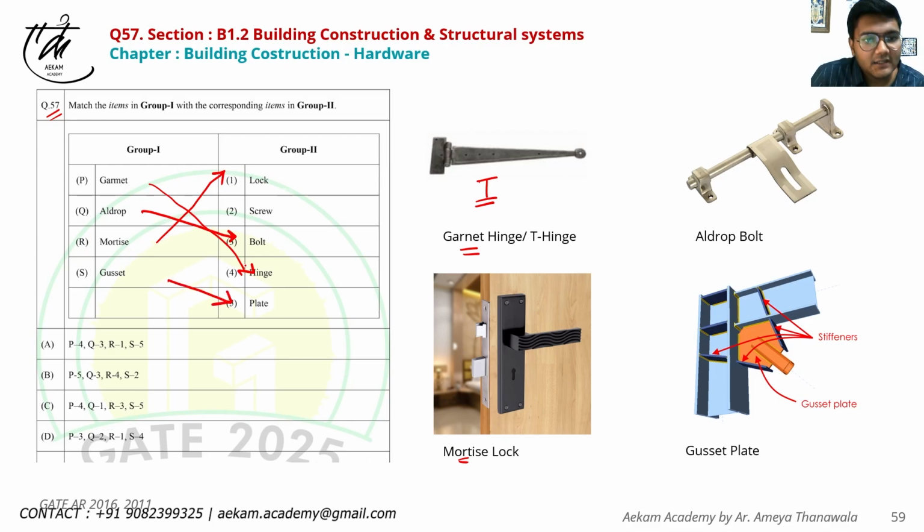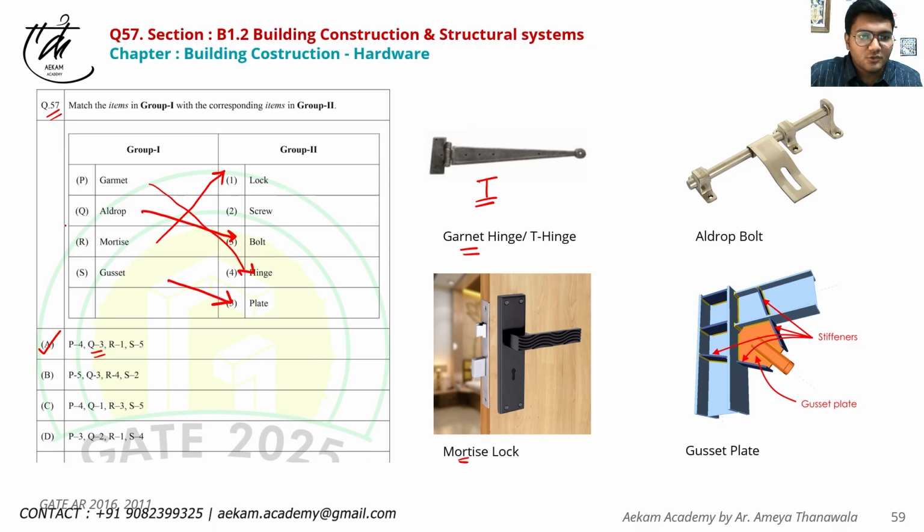So the correct option would be P4Q3R1S5. The correct option would be A. Now again, this particular question has been repeated in previous year question papers. For example, in the GATE 2016 question paper, if you check out, you will have aldrop and you'll have mortise. Then there was a parliamentary hinge and I think it was panic bar, something like that.